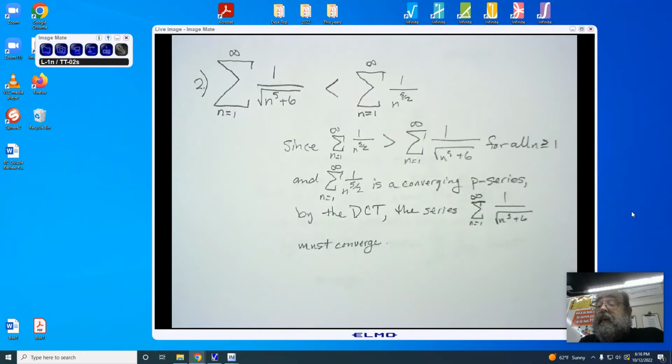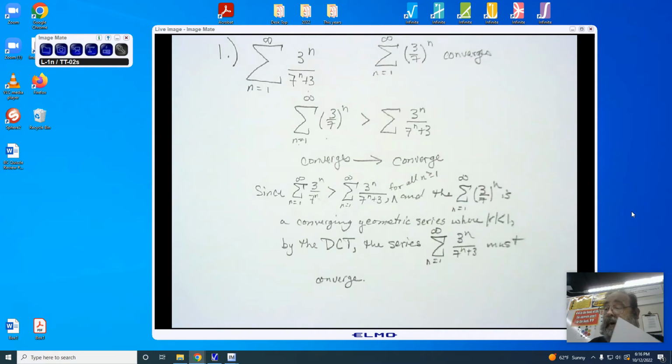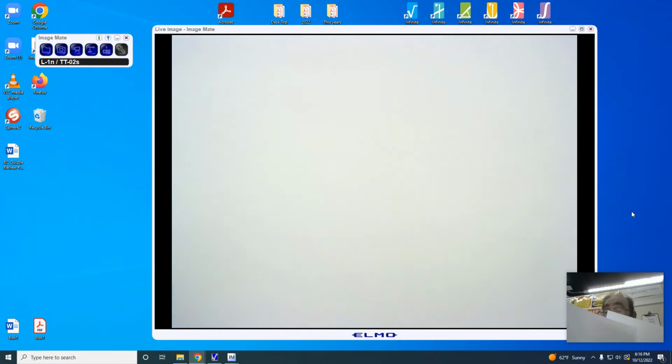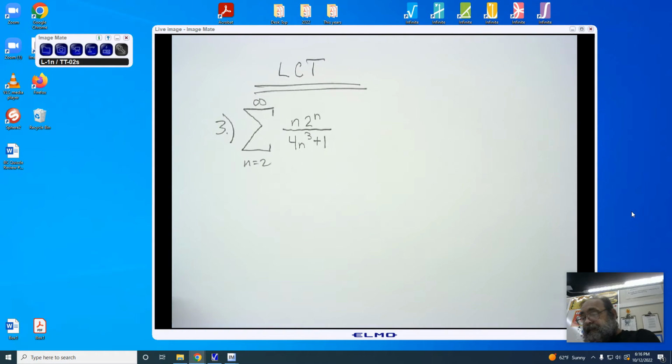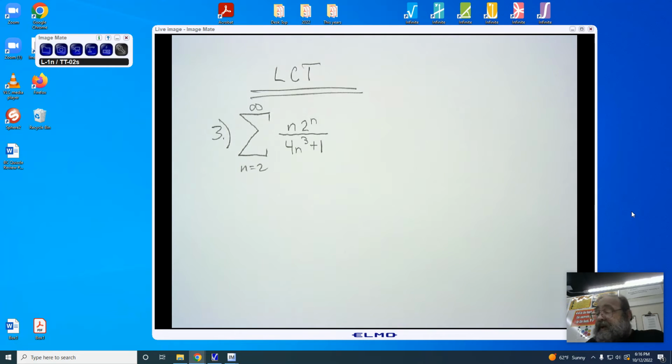Alrighty. Let's go ahead and take a look at another example. This time, we're going to be looking at the limit comparison test next. And I've got an interesting problem to show you here. So here we have our limit comparison test.